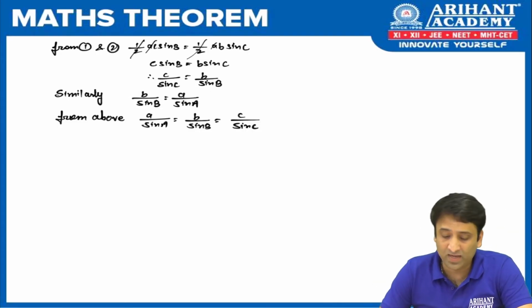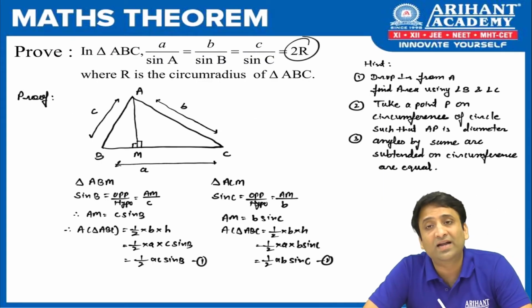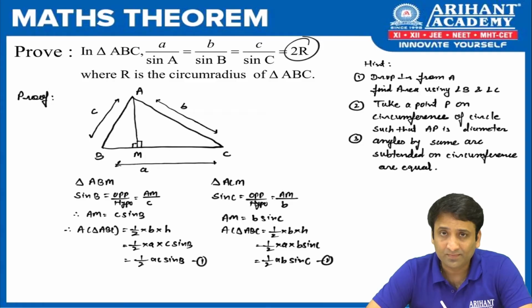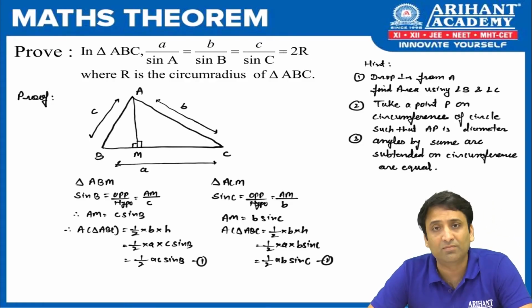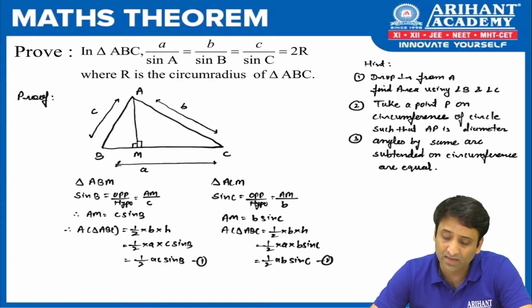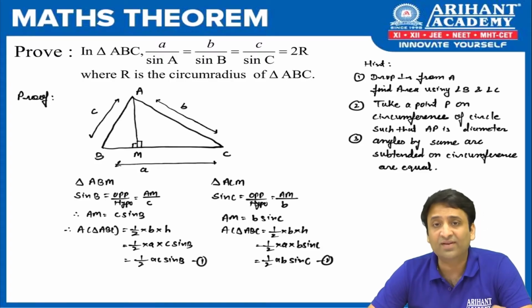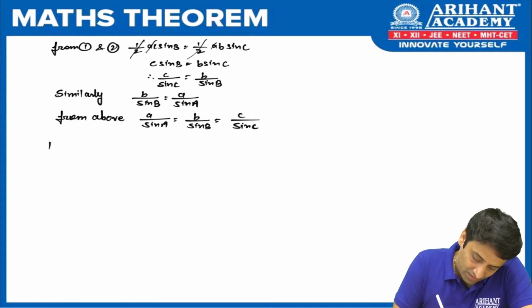Now what do we have to prove? If you see this part, the real interesting part of the proof is to prove that this is equal to 2r. Okay, now how do we prove that it is equal to 2r? So for that I gave you hint number 2 and 3. Can you read hint number 2? What does hint number 2 say? Take a point P on the circumference of a circle such that AP is diameter. Okay? So for 2r.